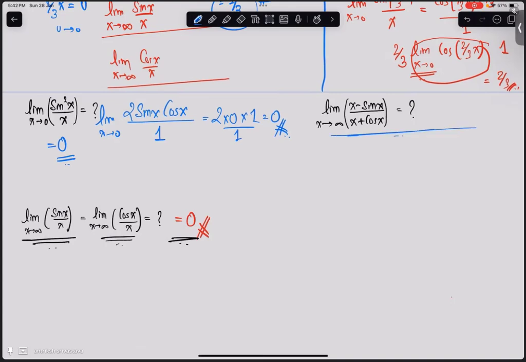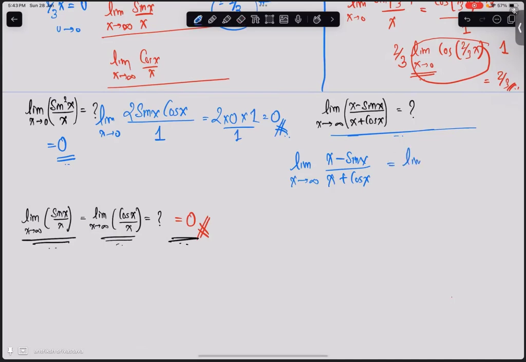This is a little tricky question, so you can spend some time in solving it. Let's see. Limit x tending to infinity, x minus sin x divided by x plus cos x. Alright, now let us see whether we can solve it, because this also takes the form of infinity by infinity, right? So let us see if we can solve this question by L'Hospital rule.